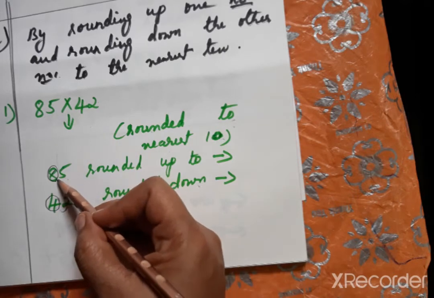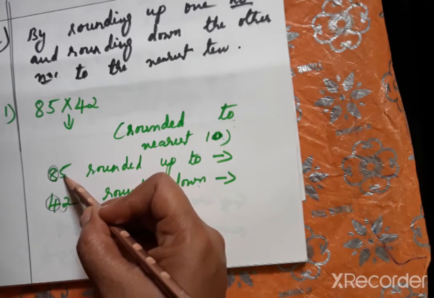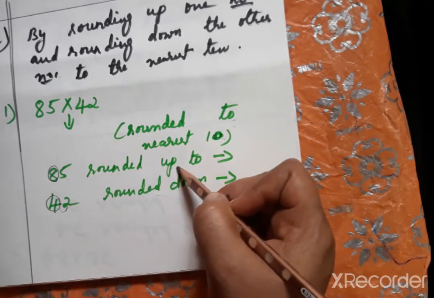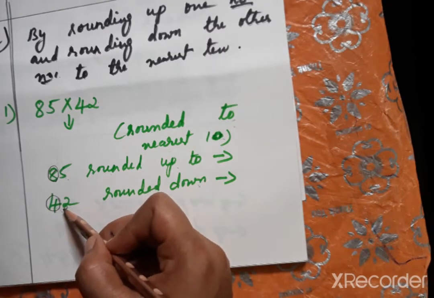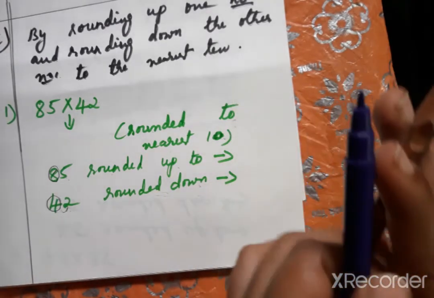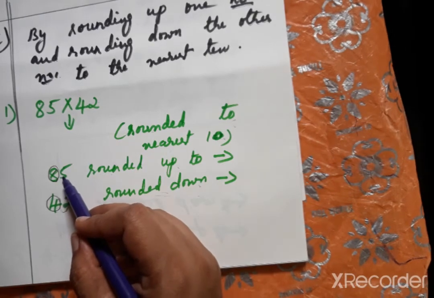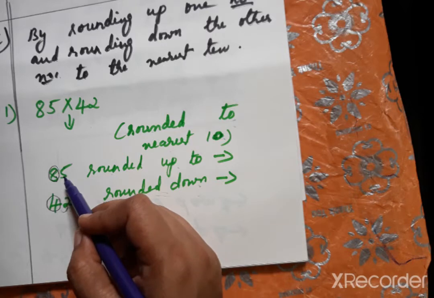First check whether the next number is 5 or greater than 5. When it is 5 or greater than 5, then that particular number is rounded up. After knocking the next number, if it is less than 5, then it is rounded down. Same rounding off rule. Now 85 we are rounding off, so here 8 we are rounding, the next number is 5 or greater than 5, no?